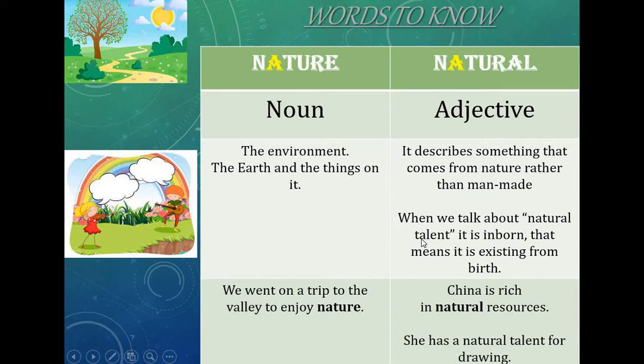So when we say natural in our book related to the natural talent, what does it mean? Natural talent is inborn. It means this talent is existing with you from birth. You didn't take time to learn it throughout your life or throughout the years you are growing up. Okay? She has a natural talent for drawing. It means she knows how to draw well, and this talent is natural. It came with her when she was just born.